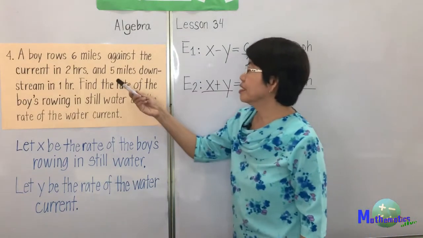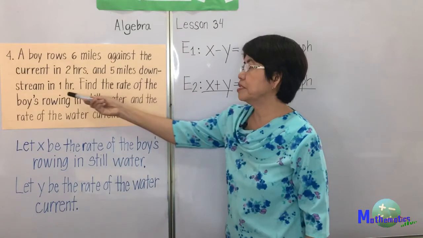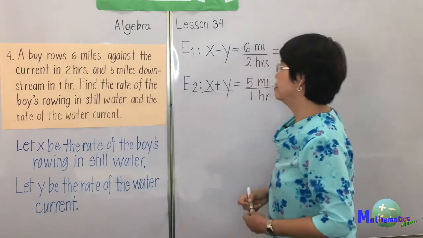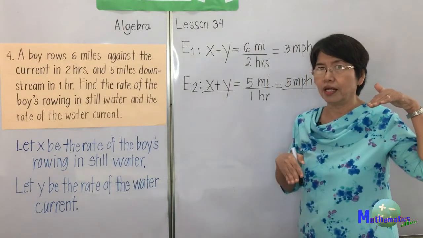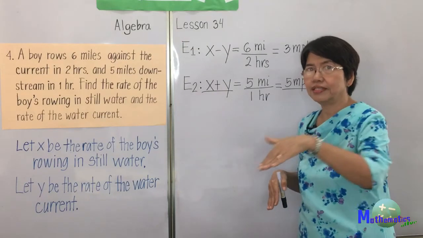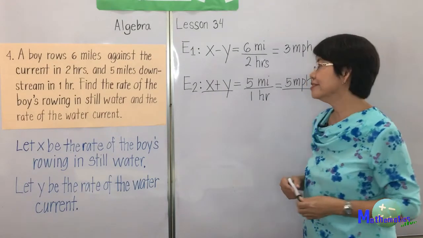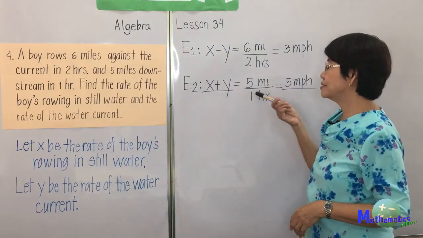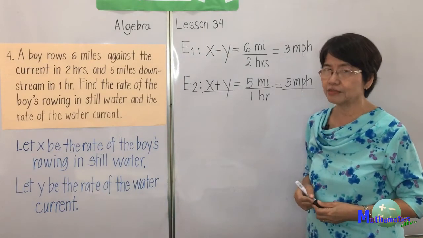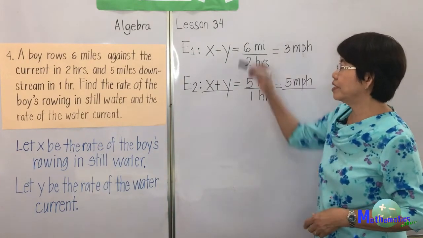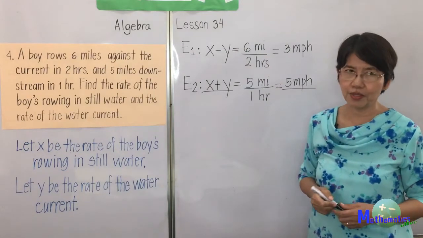And then it takes 5 miles downstream in 1 hour. So downstream the boat and the water current are in the same direction. So we have x plus y is equal to 5 miles per hour. And we can simply add the two equations.